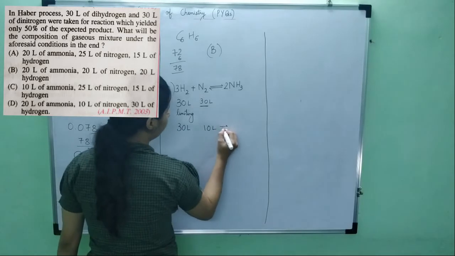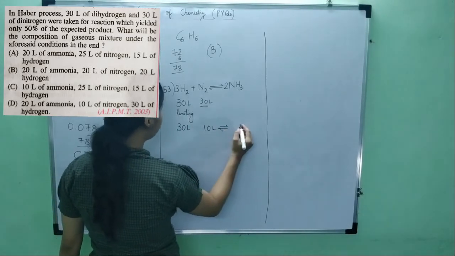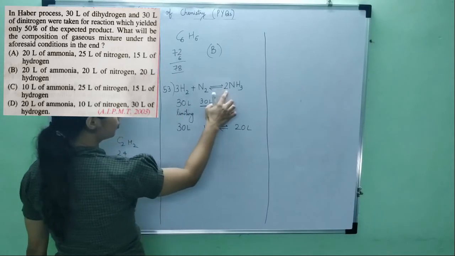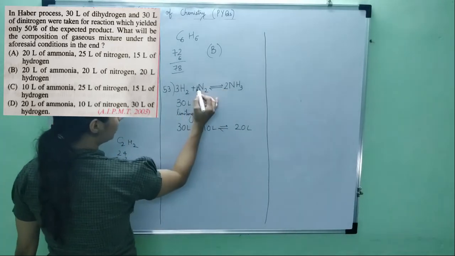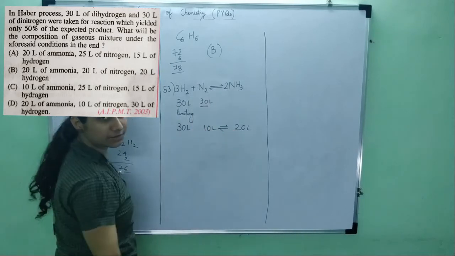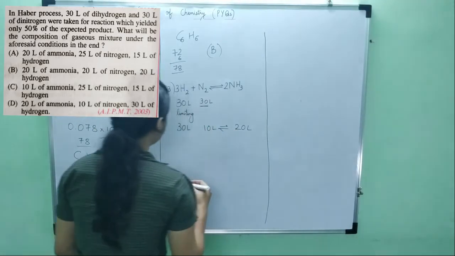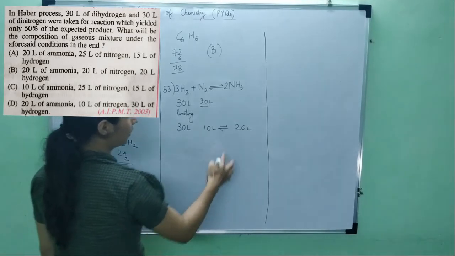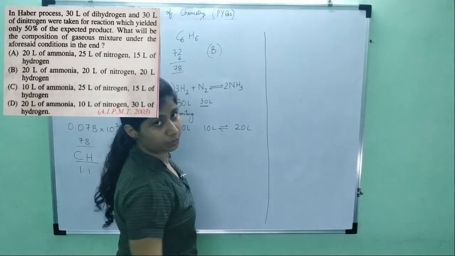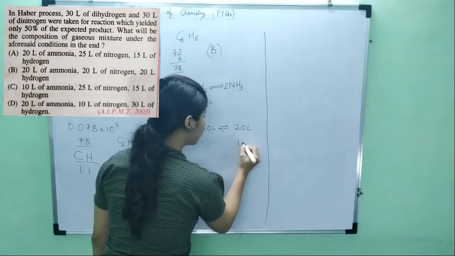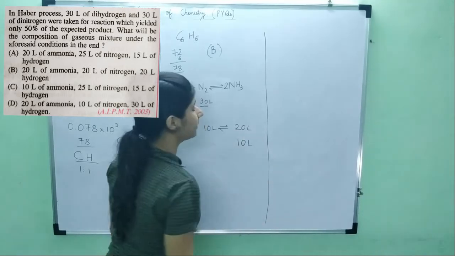Okay. To give us what? How much? 20 liter. Because this is what? The ratio is 2. So if this is 1, this is 2. So if this is 10 liters, so this would be 20 liters. Okay. Now, but it is given that 50% of the expected product. So expected product is 20 liter is what we expect from the equation. But 50% of the expected product means what? Only 10 liter is formed.